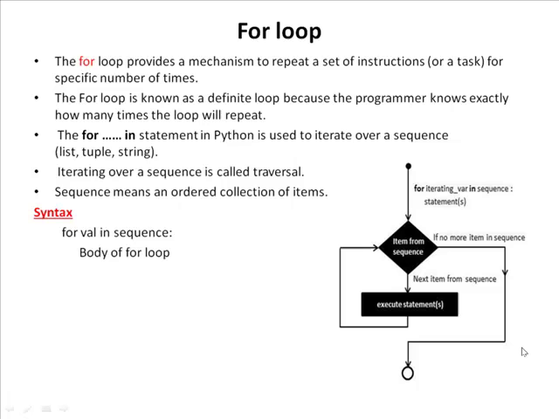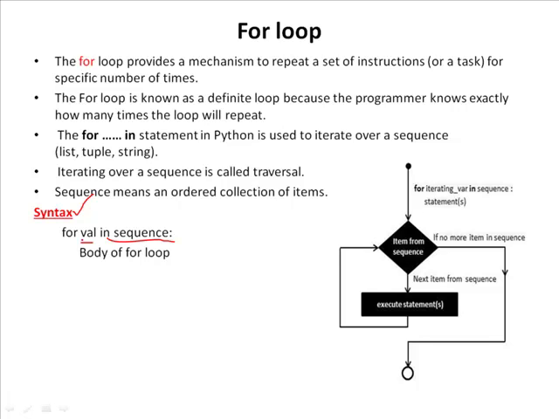Here we can use this for loop to iterate over a sequence like list, tuple, string, etc. And also we can use this for loop with the range function to iterate over numbers defined by the range function. Now we'll see how we can use this for loop to iterate over a sequence. Here is the syntax. Here this val is a variable that takes the value of the item inside the sequence in each iteration, and this loop will continue until we reach the last item in the sequence.